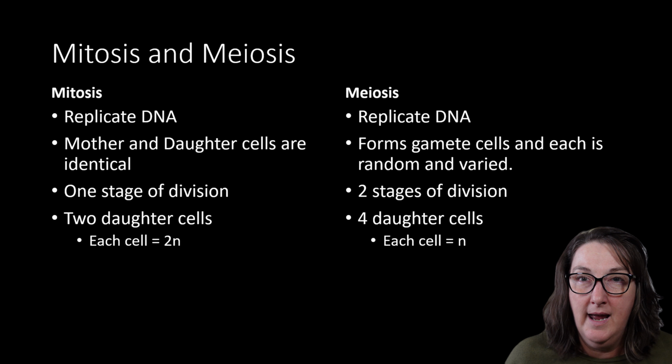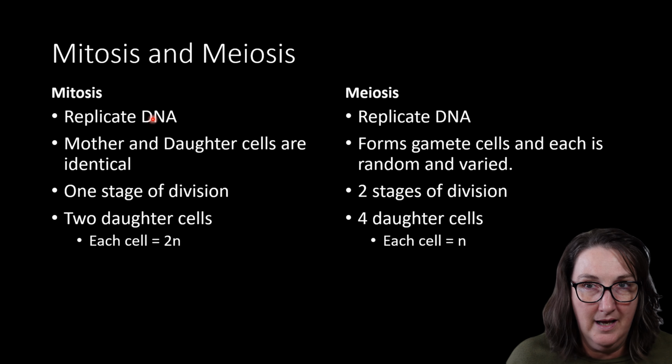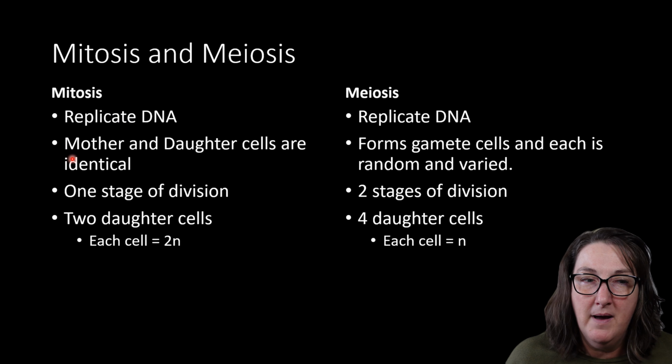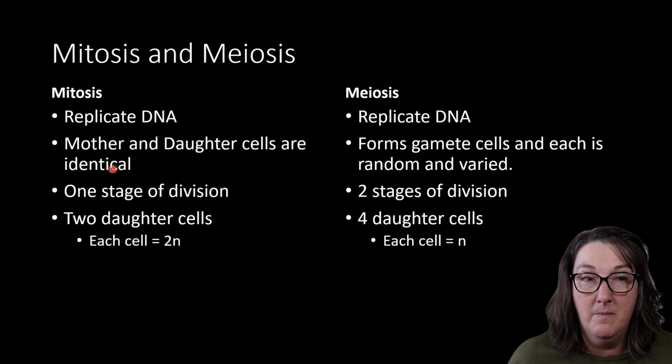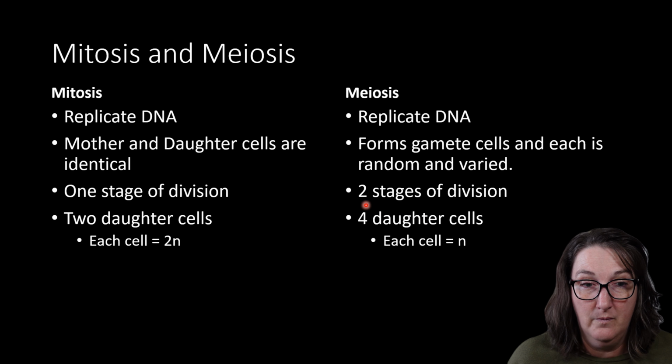So let's compare meiosis and mitosis. Mitosis is going to replicate DNA just like meiosis. But with mitosis, I'm going to have identical cells. I have a mother cell and a daughter cell, and they're going to be identical. Whereas in meiosis, I'm going to have varied and different cells as the outcome. With mitosis, I have one stage of cell division. With meiosis, I have two.